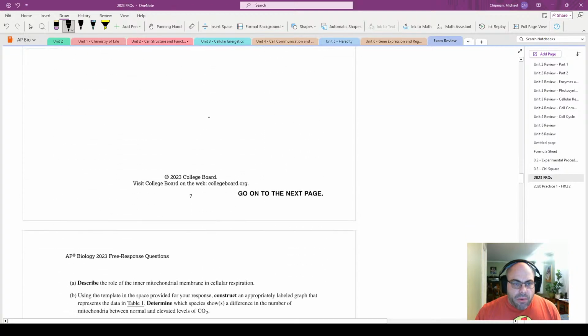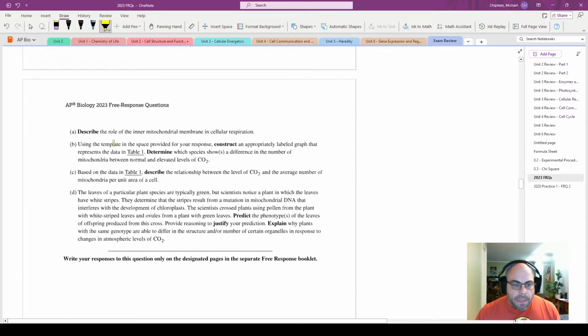And so let's see how many points here on this one. 1, 2, 3, 4, right? Because construct is 3. 2, 3, 4, 5, 6, 7, 8, 9. So those are 2 9-point questions right there.